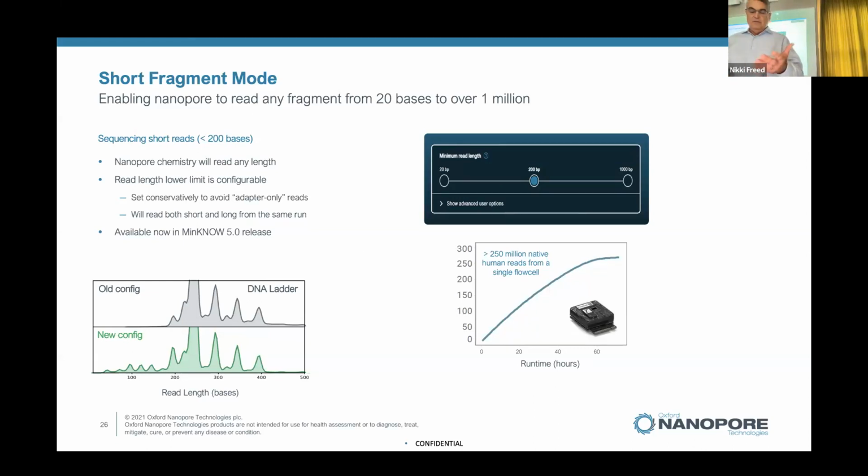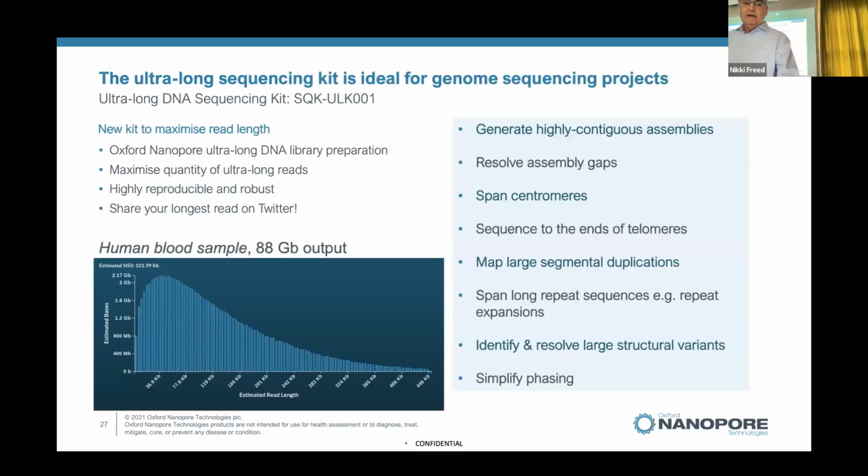Short fragment mode, as I said, is selectable in the software. If you had one library, we've done this in-house, over 250 million short reads of 200 base pairs can be generated in one PromethION flow cell. So there's a lot of data that can come out of that. Our ultra long read kits are really useful for genome assembly and for looking at telomeres and centromeres and complex structural variations.